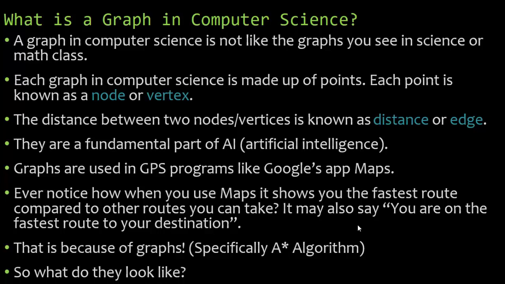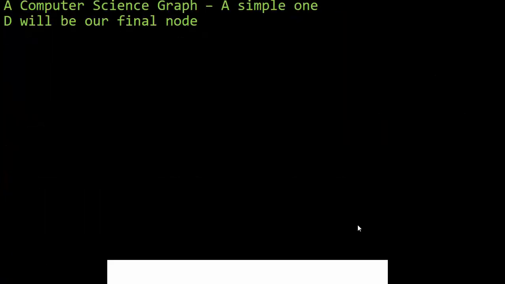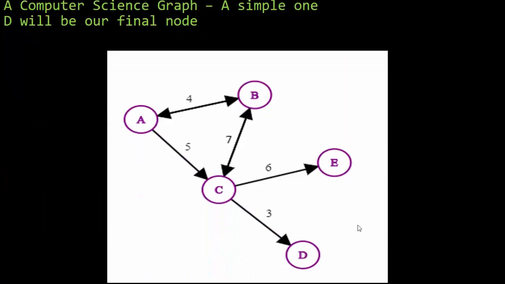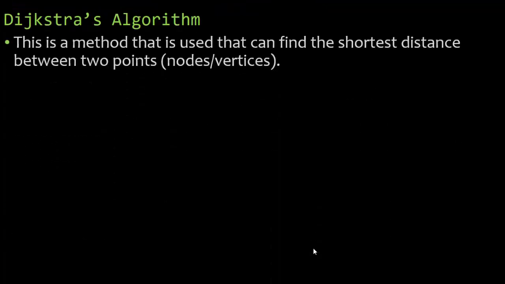So what do graphs look like? Well, they look like this. I just looked for a map online. This one came up and it was small. It allows us to easily see how to implement Dijkstra's algorithm. Our starting point is going to be A, and we're going to look at how we can get to D using Dijkstra's algorithm, and how we can make sure it's the smallest pathway. So let's take a look at Dijkstra's algorithm.